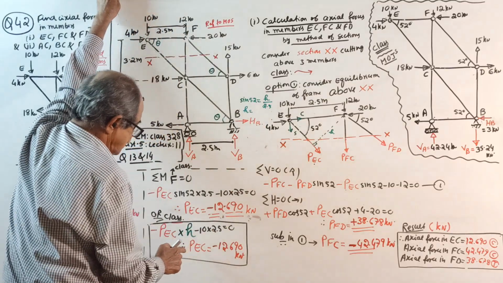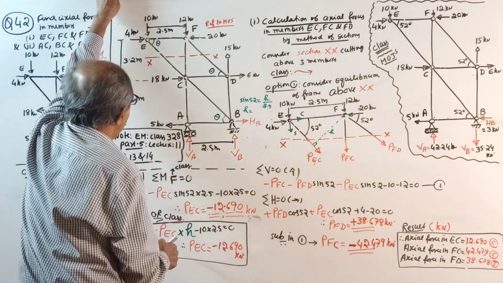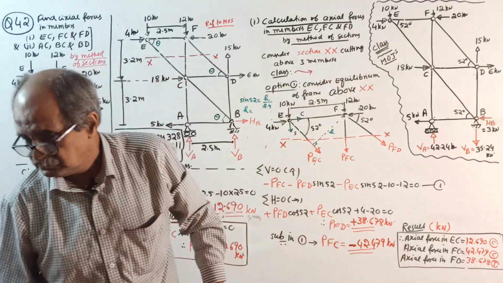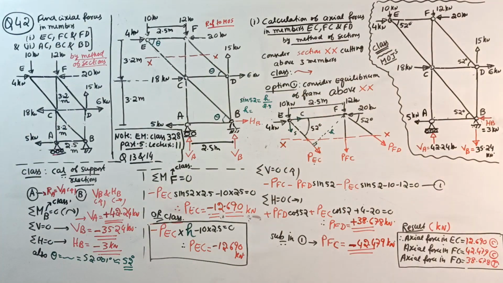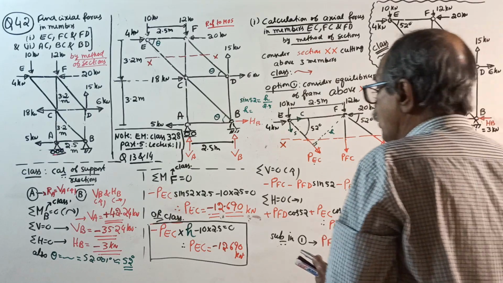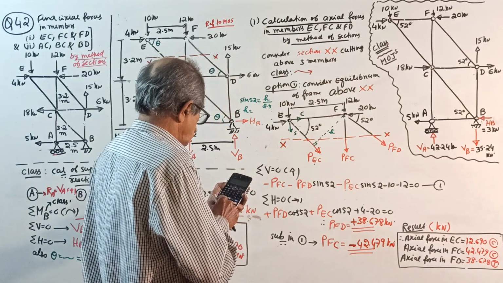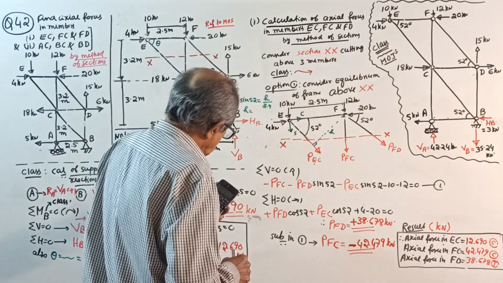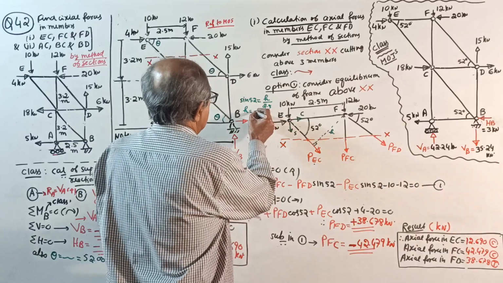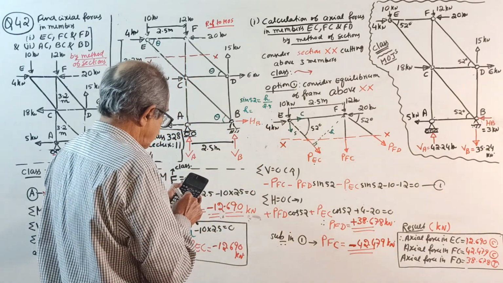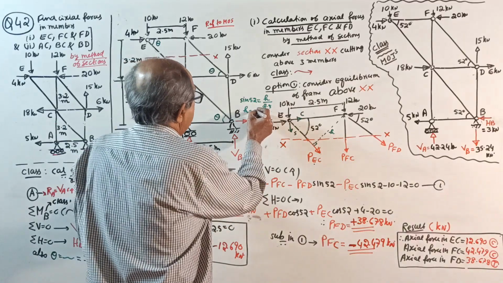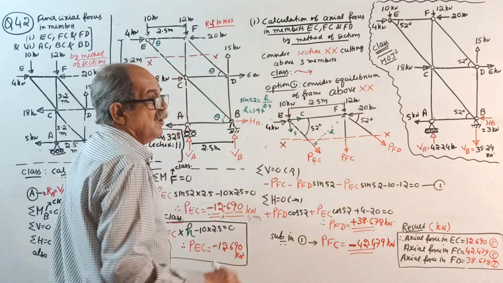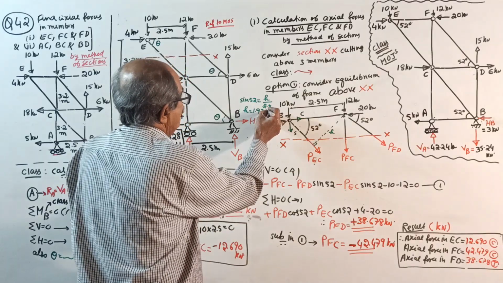Where is H here? Where did I write H? I got some H value. Okay, I did not write it, I'll calculate. No problem, H will come: 2.5 into sine 52. Sorry, calculator is not on. 2.5 into sine 52 is 1.9700 meter. Correct? Yes, 1.97 meter. That's all.